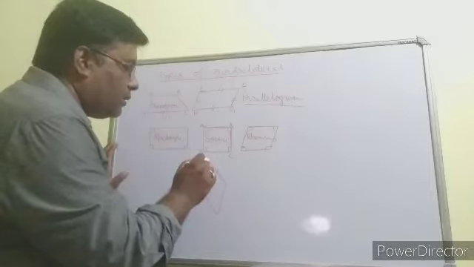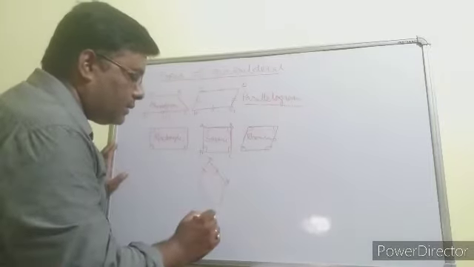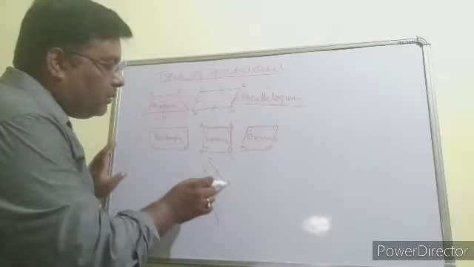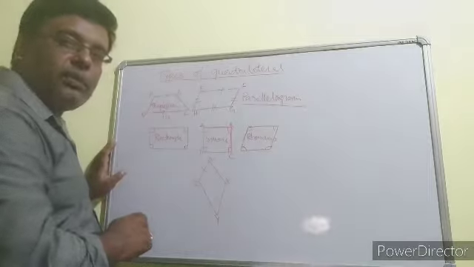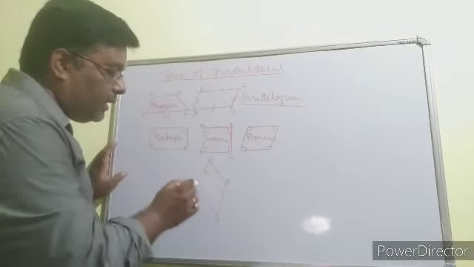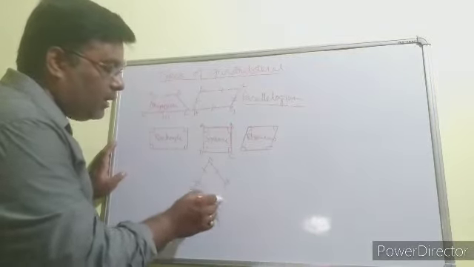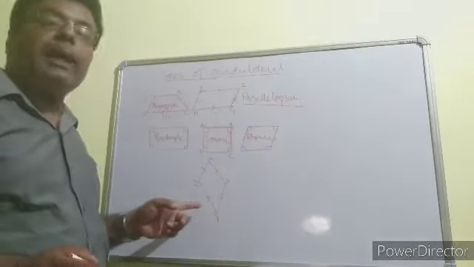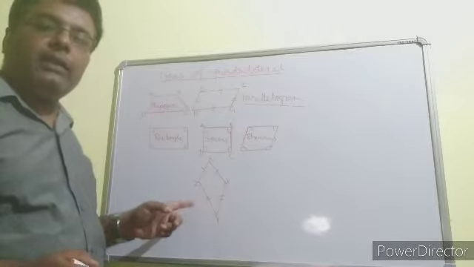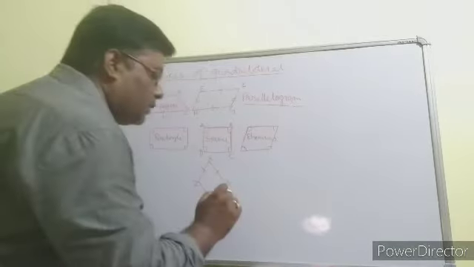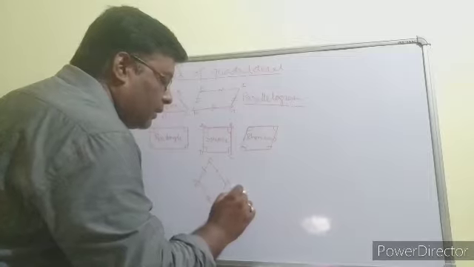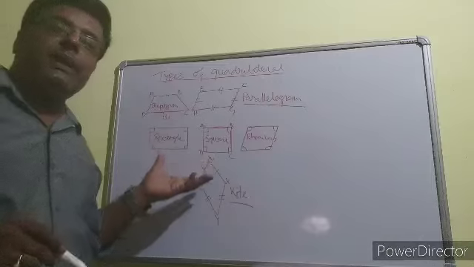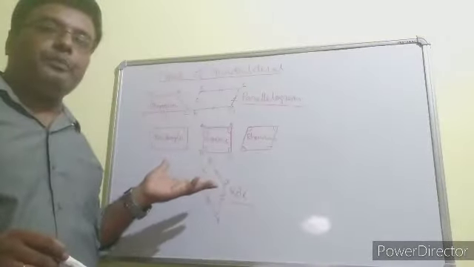And in this figure, see, suppose W, X, Y, Z is the figure. Then WX and WZ are two equal sides, and XY and ZY, these two are equal sides. That is, two pairs of adjacent sides are equal, and this type of figure is called kite. So these are some special types of quadrilateral.